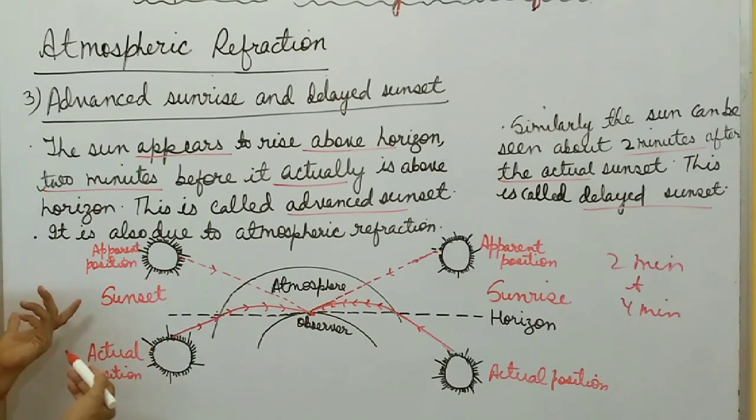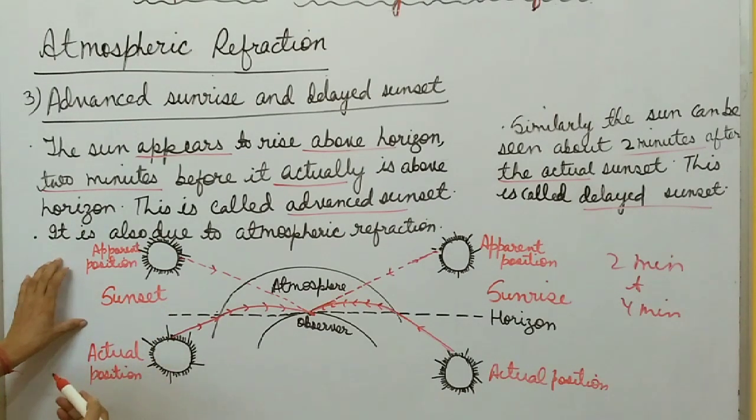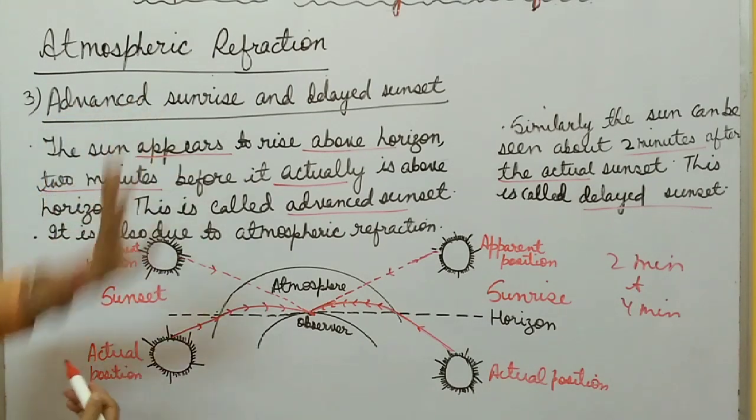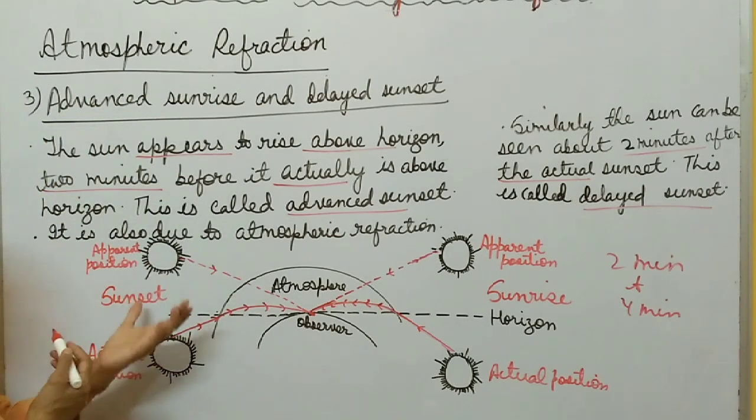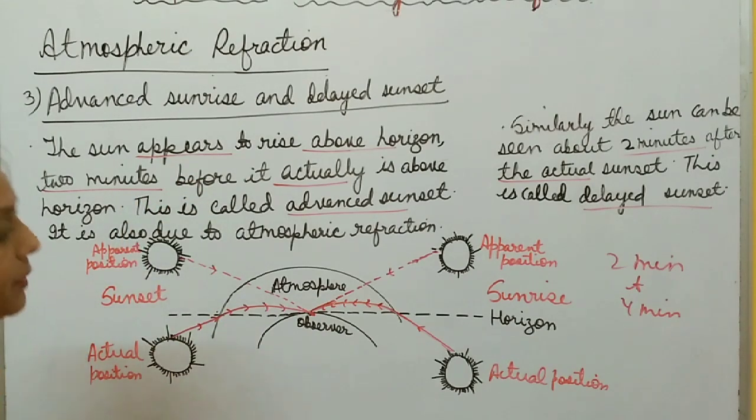This is called delayed sunset, right? And this is also due to atmospheric refraction. So this is about advanced sunrise and delayed sunset, and both are due to atmospheric refraction. Hope it's clear to all of you. Please take a screenshot of this one.